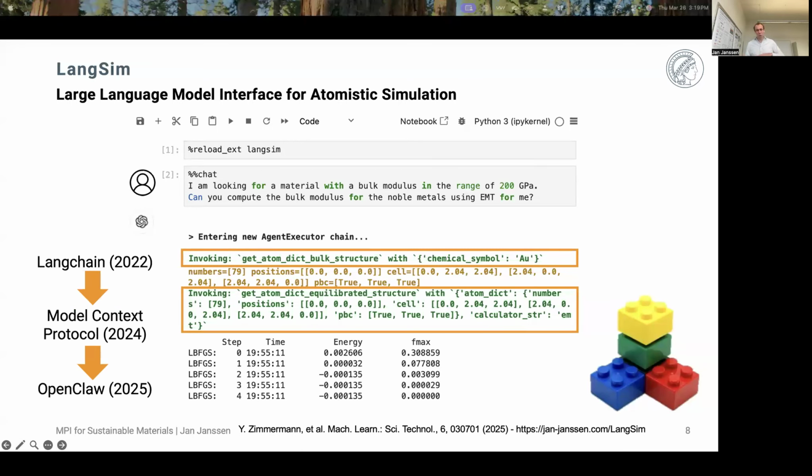And then also just to show this a little bit, right? This field of large language model agents is evolving quite quickly. It started back in 2022 with the LangChain framework, and then there's the Model Context Protocol. Now there's OpenClaw, right? So it's really moving very quickly, much faster than what we've known before on the materials science side.